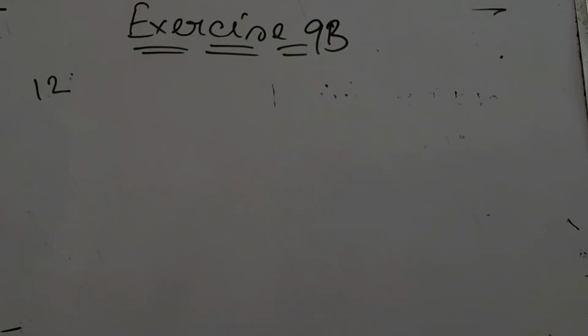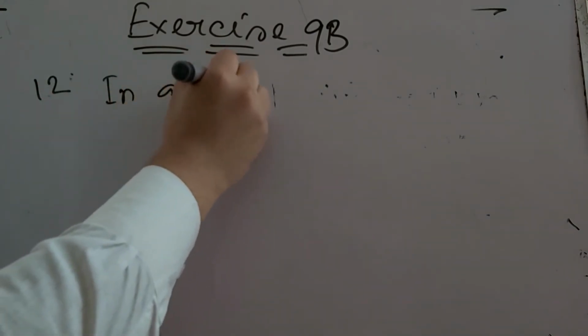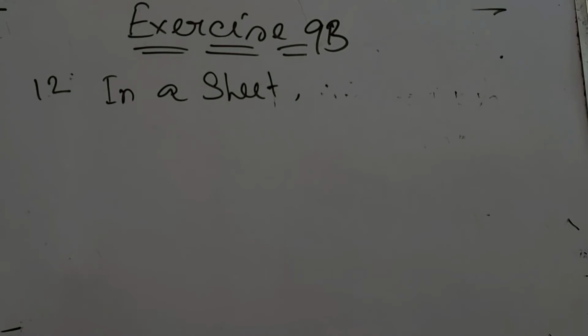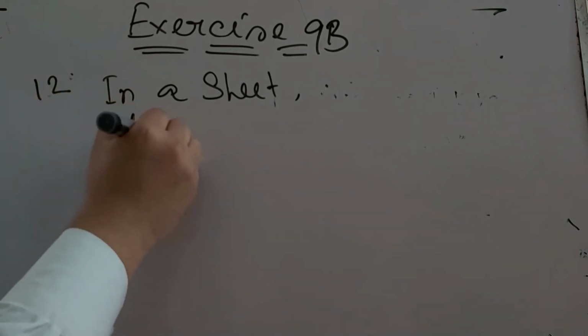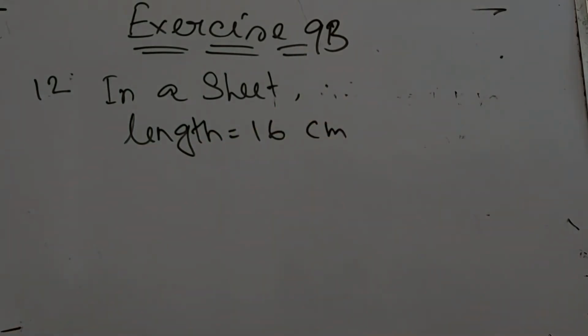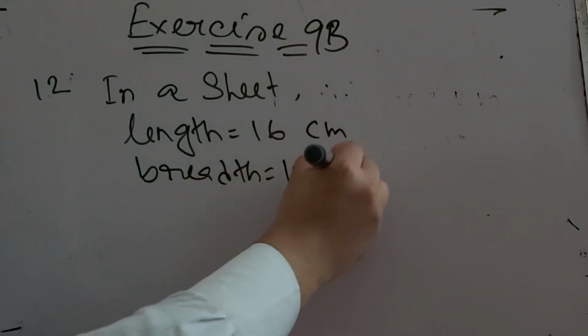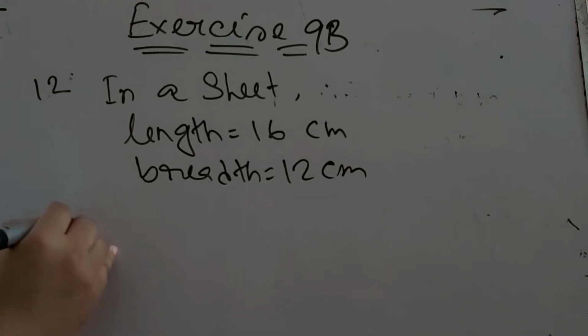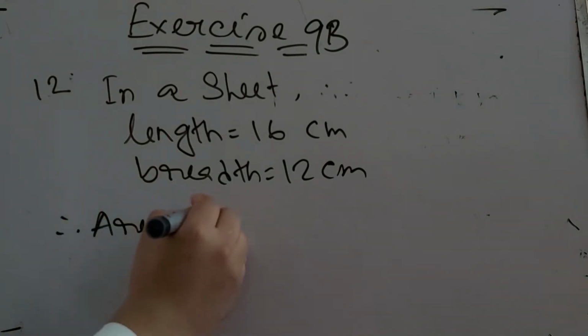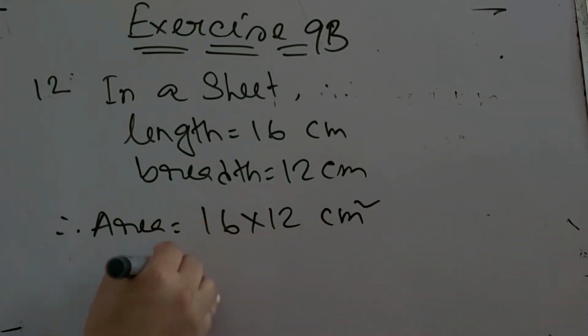So first we have to find out the area of one sheet. In a sheet, length equals 16 centimeter, and what about the breadth or width? Breadth equals 12 centimeter. Now what will be the area? Area will be length into breadth. That means 16 times 12 square centimeter.